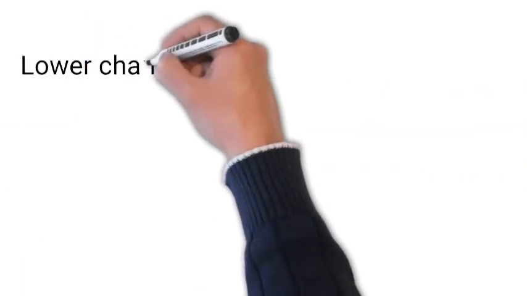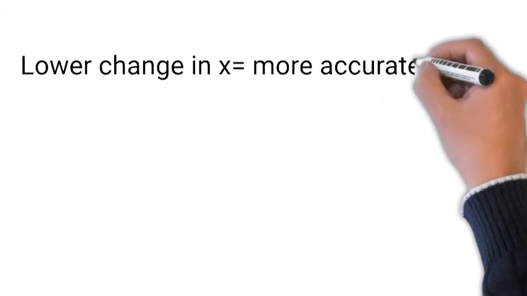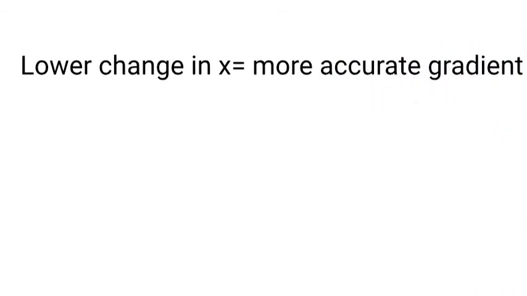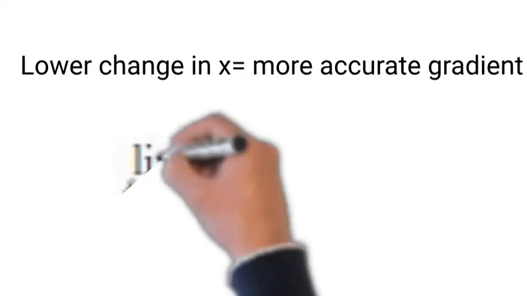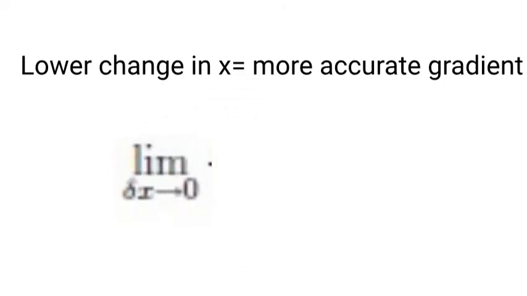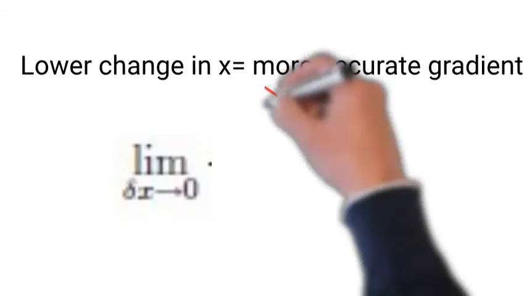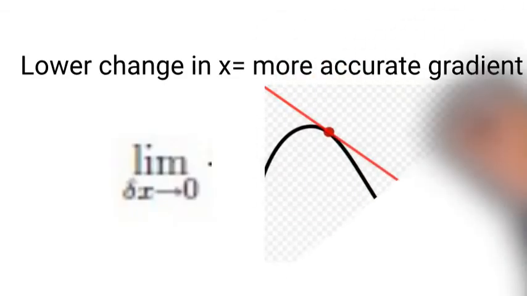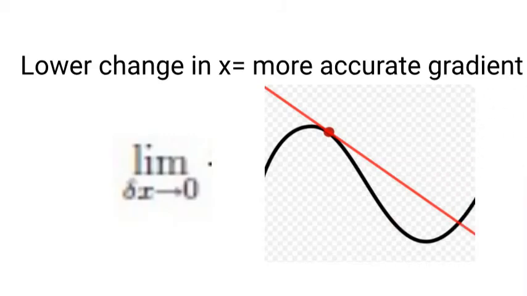The next thing to understand is that the smaller the change in x, the closer the value is to the instantaneous gradient. And it is for this reason that the limit as change in x approaches 0 is added to our equation, so that as the change of x gets closer to 0, the closer we get to the real gradient. And it is due to our limit laws that we are able to actually get this instantaneous gradient.